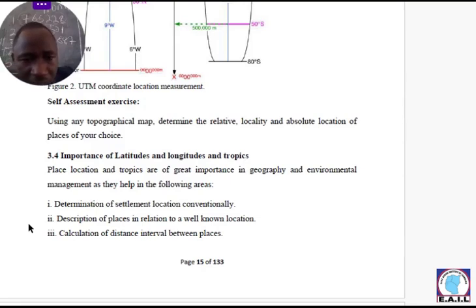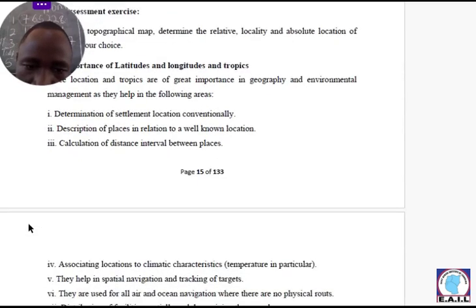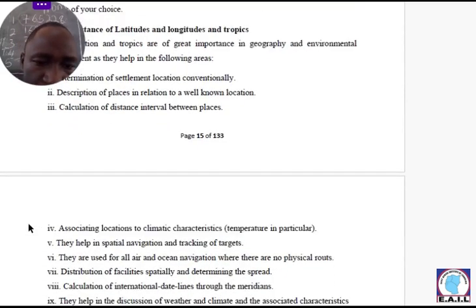When we proceed, they are saying calculation of distance interval between places. So they can also help us to know the distance from one place to another through the use of measurements. So those are some of the points there. They are also talking about association of locations to the climatic characteristics and the temperature. With the temperatures particularly, if you remember, we are talking about the tropical zones.